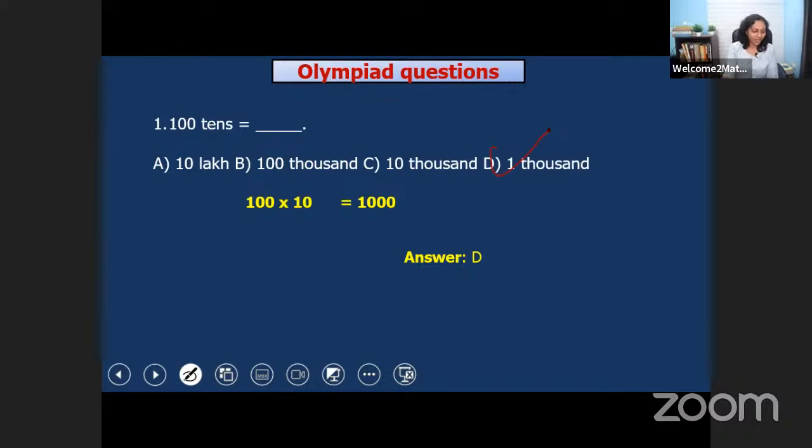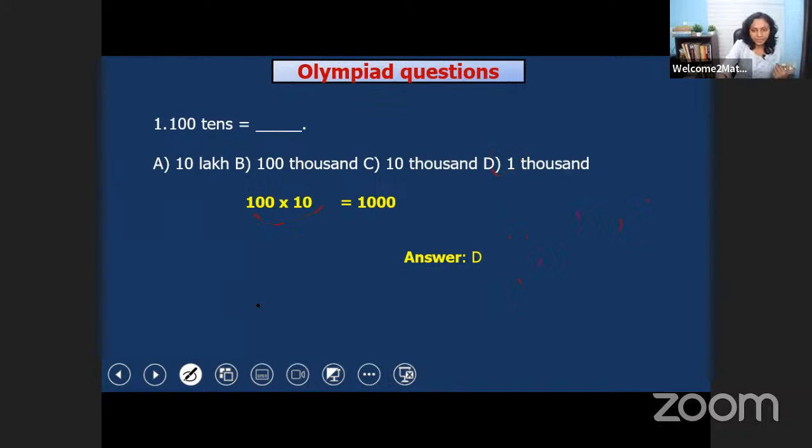It's 1,000. Okay. So whenever you have this type of question, 100 tens or 10 hundreds, that means we have to just do the multiplication, multiply. 100 here, we have done 100 into 10. And in that case, 10 hundreds, for that, you have to do what type of multiplication? 10 into 100. Okay.